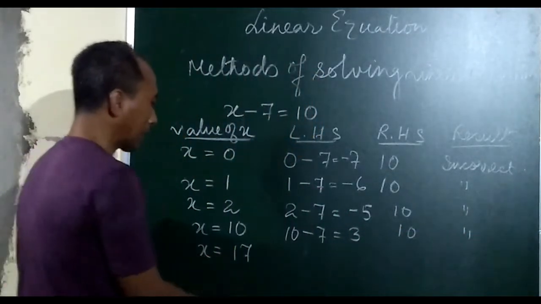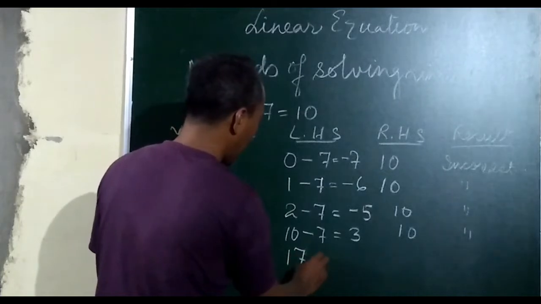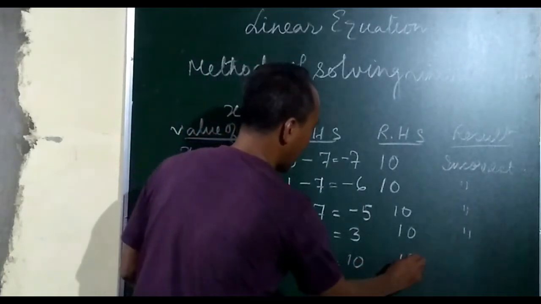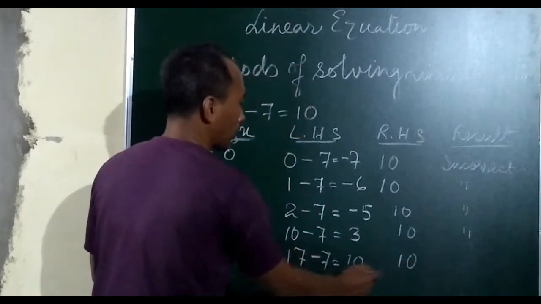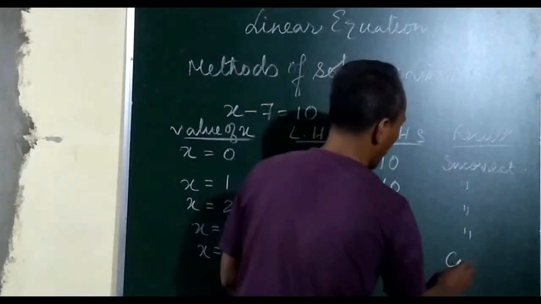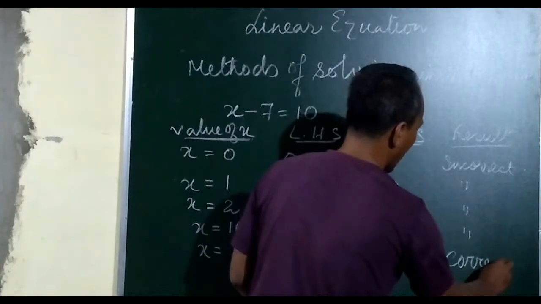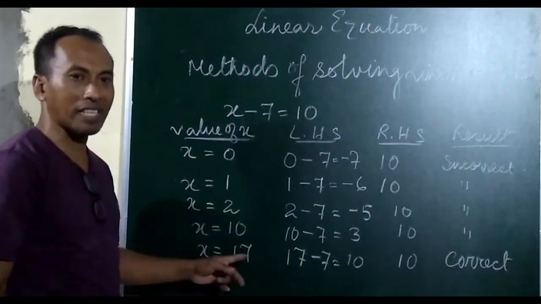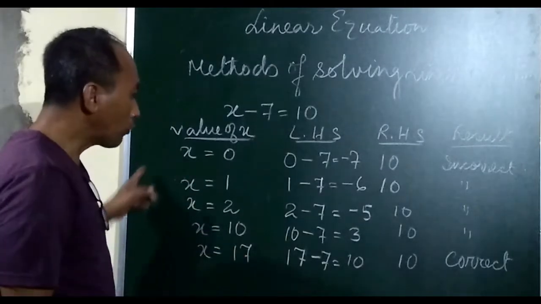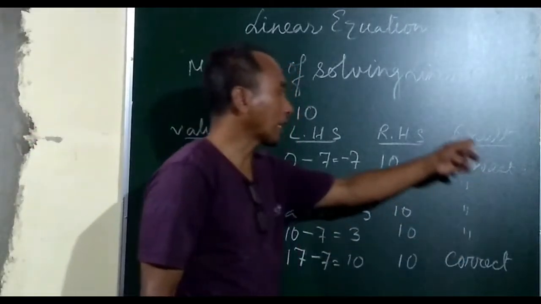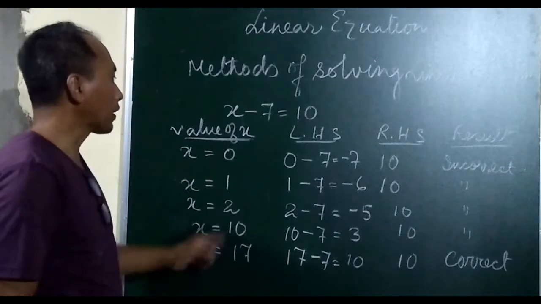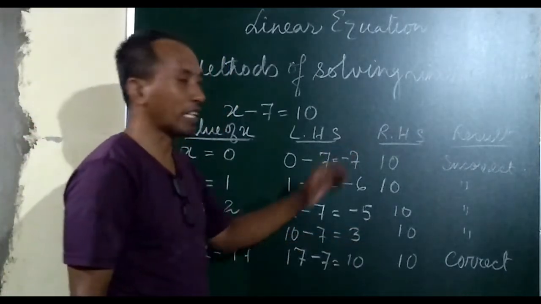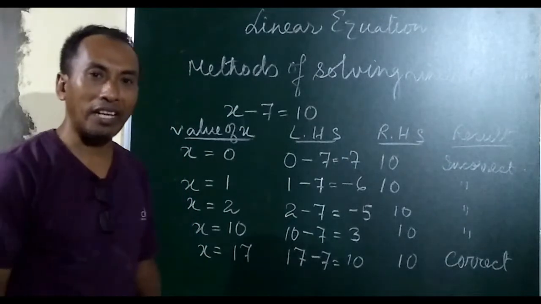So we take x as 17. 17 minus 7 is 10, and the right hand side is also 10. Both of them are the same, therefore the answer is correct. So we have got the value of x as 17. Solving by taking different values for the variable to find the answer is called the trial and error method.